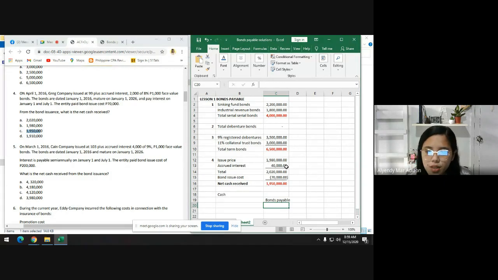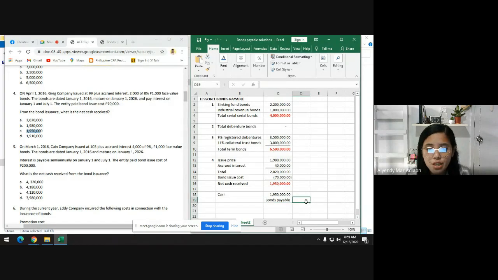Okay? So let's start with the cash. The amount that we receive is 1,950,000. Bonds payable, take note, as an account, that should always be at face value. Okay? So what is the face value, 2,000 times 1,000, that is 2 million pesos. Okay? So what is the additional credit?